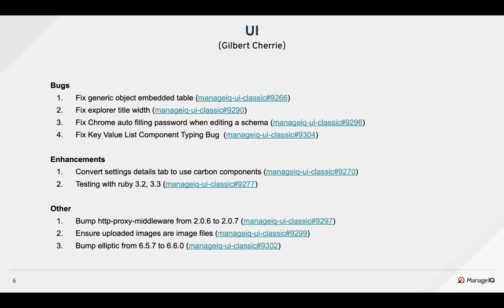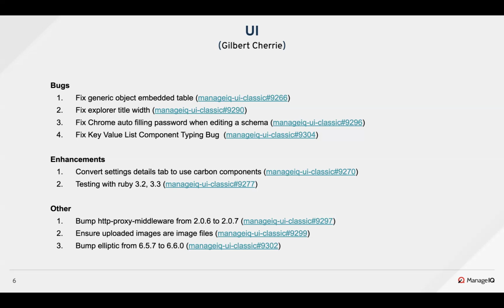Thanks, Jason. So for the UI, we had some bugs. Starting with the bugs, I fixed a generic object embedded table. I also fixed the Explorer title width issue. Sam fixed an issue where Chrome was autofilling passwords when editing a schema. And then I fixed a key value list component typing bug.